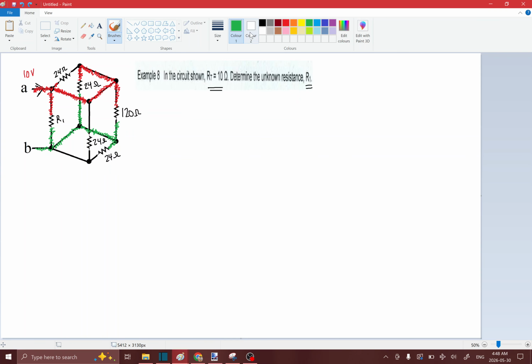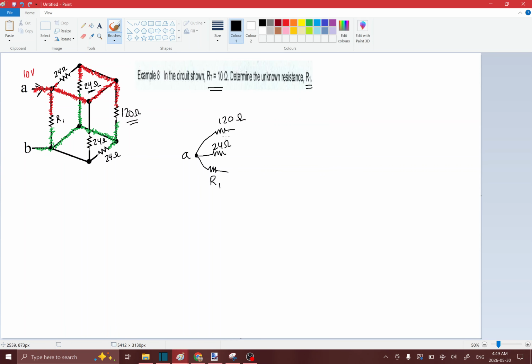So if you look at the path of the electricity, it kind of goes like this. It starts off at A, and then it goes through a 24 ohm resistor. So it can go through a 24 ohm resistor, this one over here, or it could go through R1, or it could go through 120 ohms.